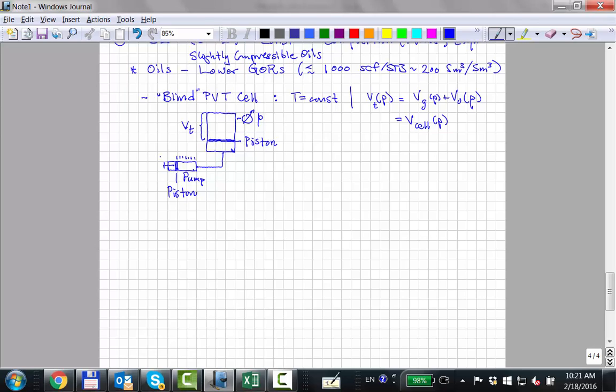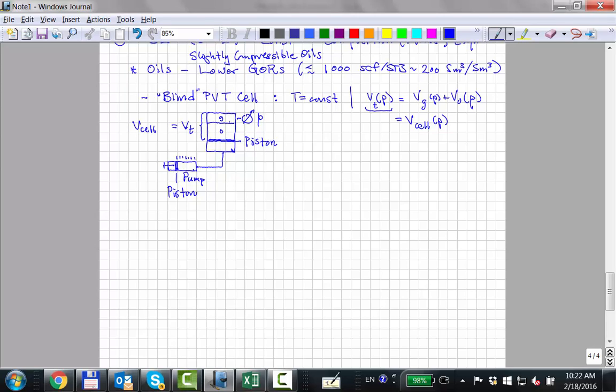The working fluid could be water, I think is what's used mostly today, or it could be, in the old days you used mercury, and you injected mercury into the cell. Today you don't use mercury in most of these PVT cells, so you have a working fluid that would be maybe water, and then that water would push a piston up and down, making the cell volume, this is the cell volume, which is the total volume. The total volume would be whatever happens to be gas and whatever happens to be oil. We don't know what's gas and we don't know what's oil because it's a blind cell.